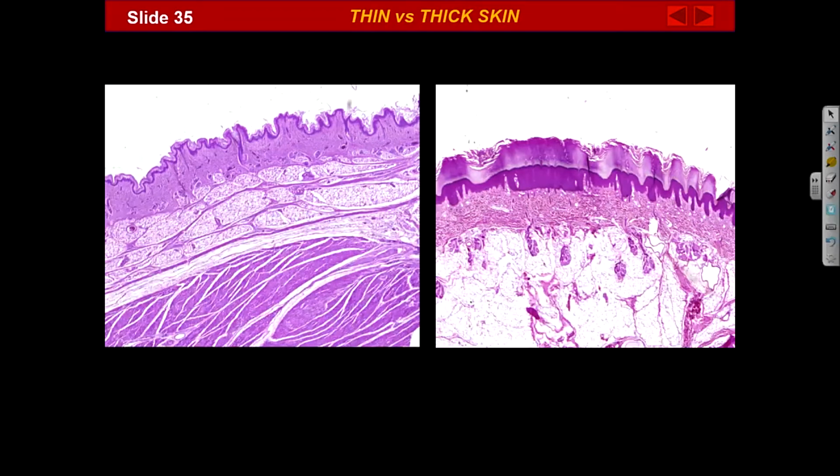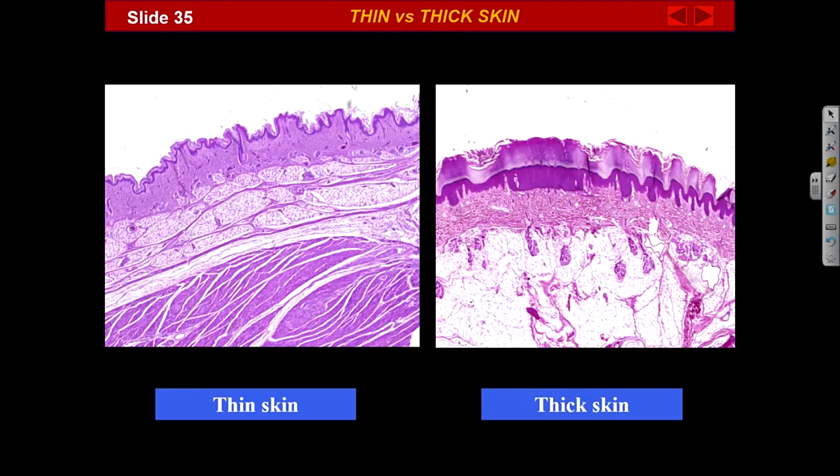Okay, comparison of thick skin and thin skin. Have a look at these two slides, side by side. One of them is thick skin, one of them is thin skin. Correct. Okay. Any questions as to why that is?